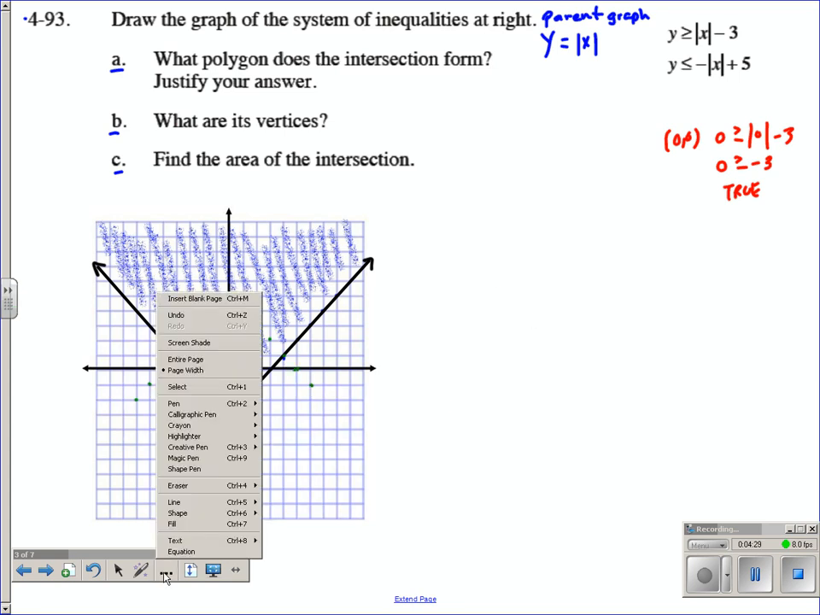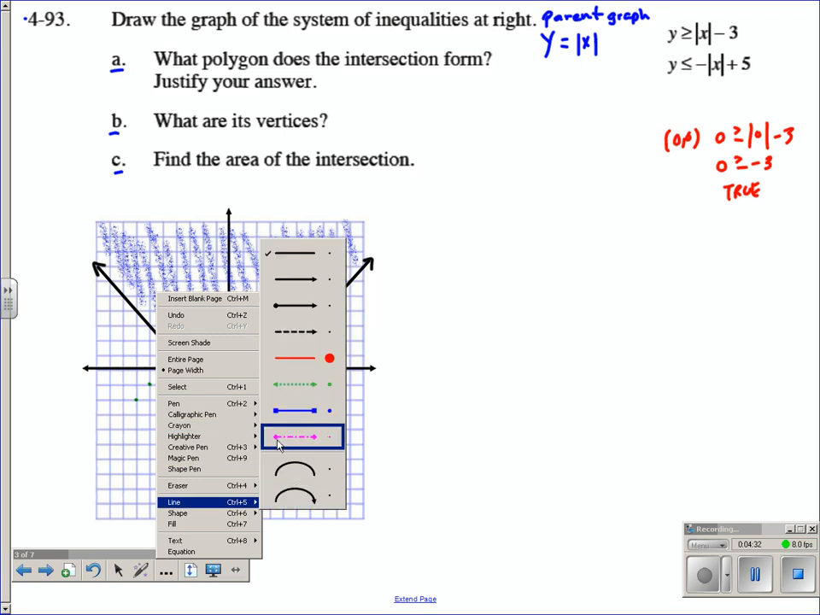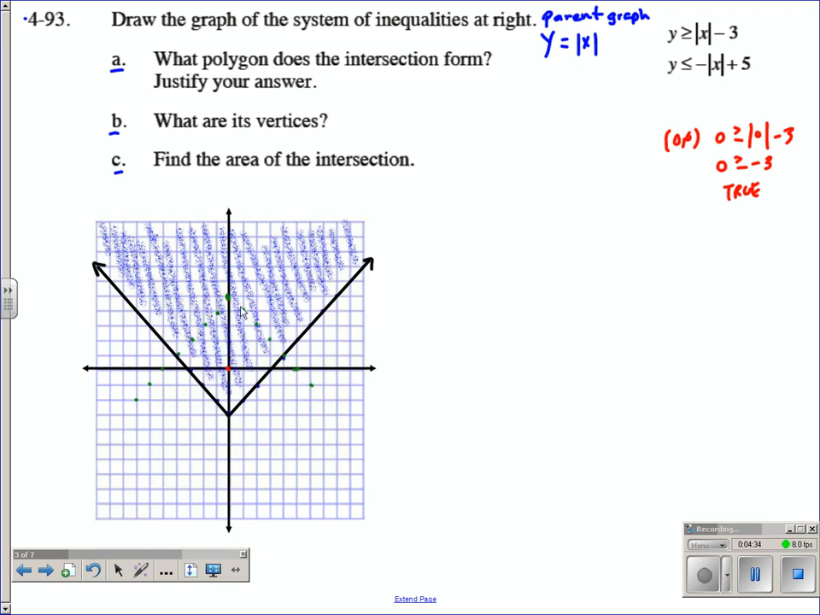So let's get out a line tool. Let's go ahead and do that real quick. We're going to start here, we're going to go down, and we're going to start over here and we're going to go down. So you can kind of see the shape that we're making here.